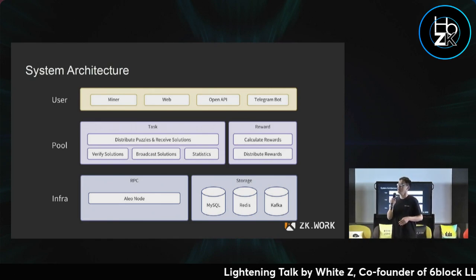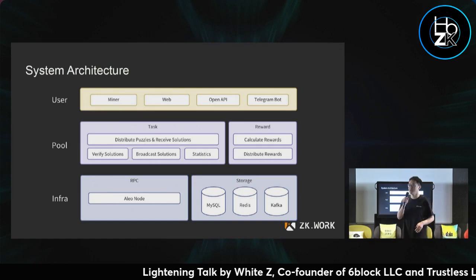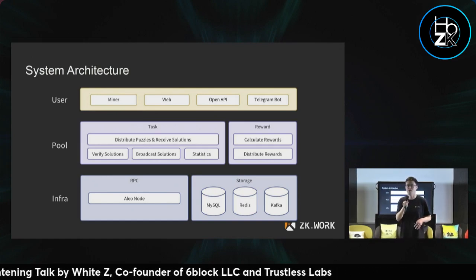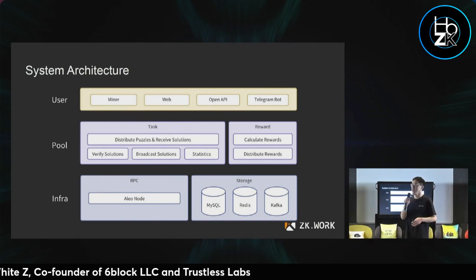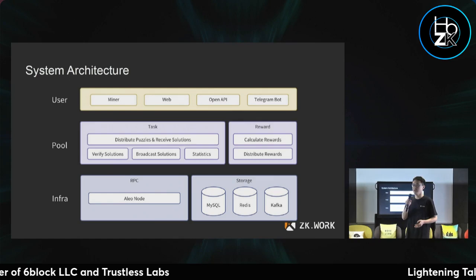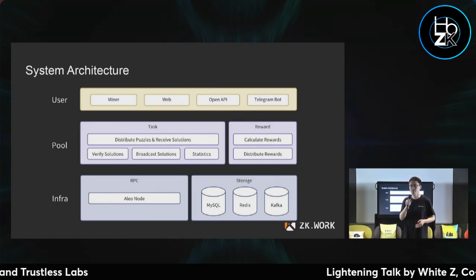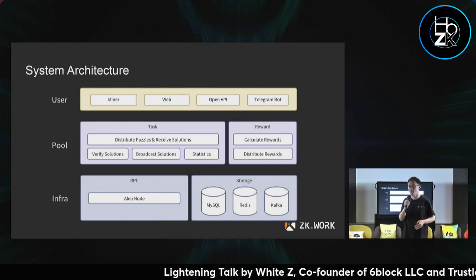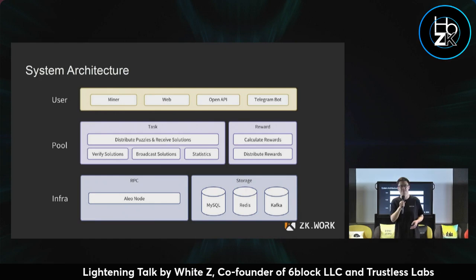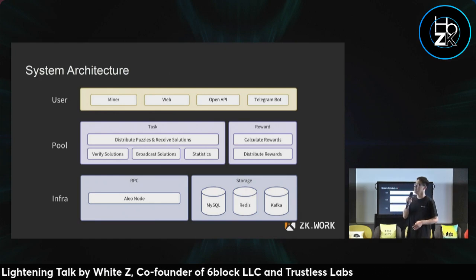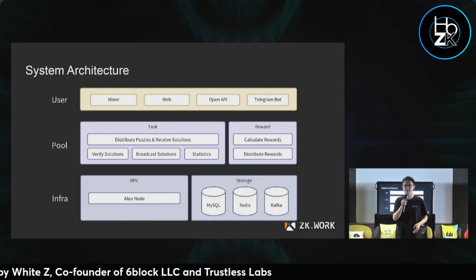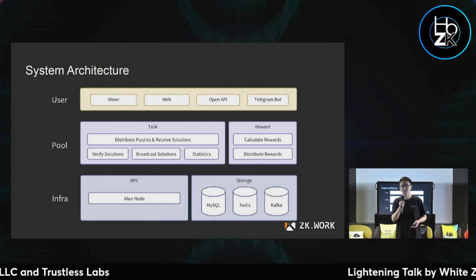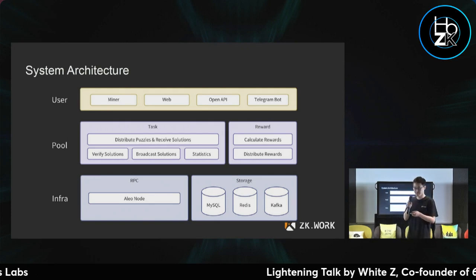The second one is the website for zkWork, and miners can use the website to see all the data of their miners. The third one is open APIs, which help miners fetch data from the mining pool, maybe to build an alert bot to inform them when their miners are offline. And the fourth part is a Telegram bot, which miners can use to get more information and to receive alerts from the mining pool.